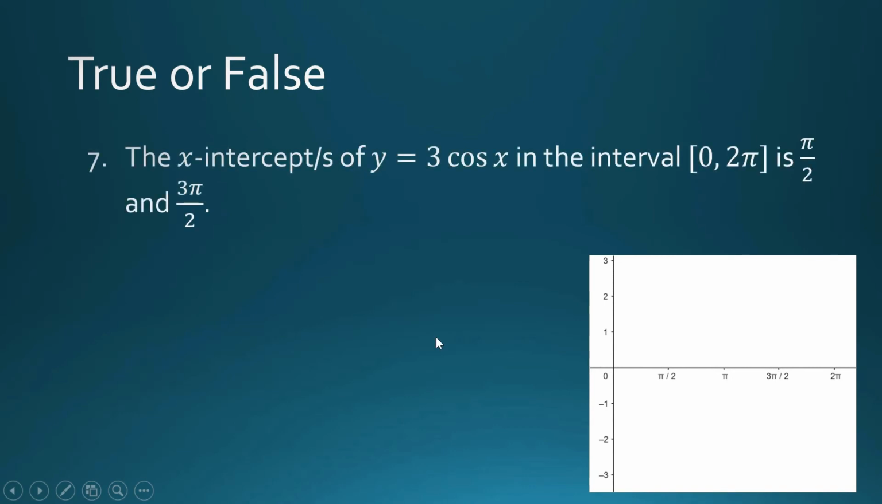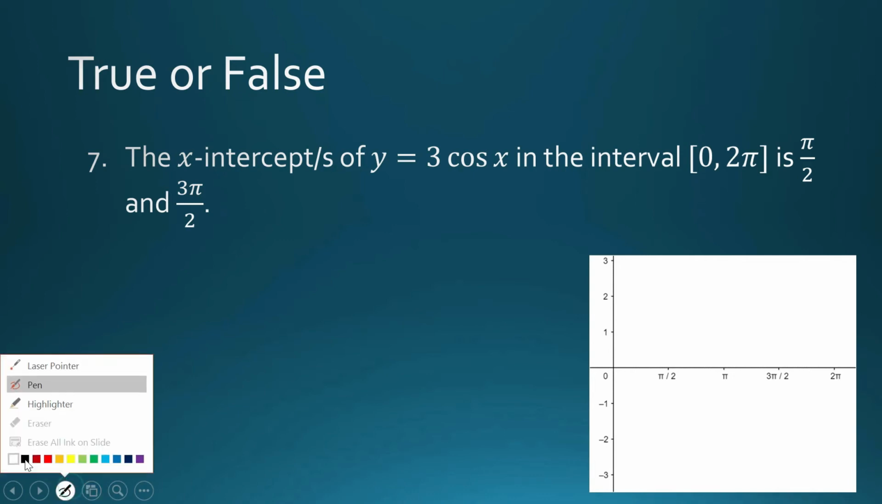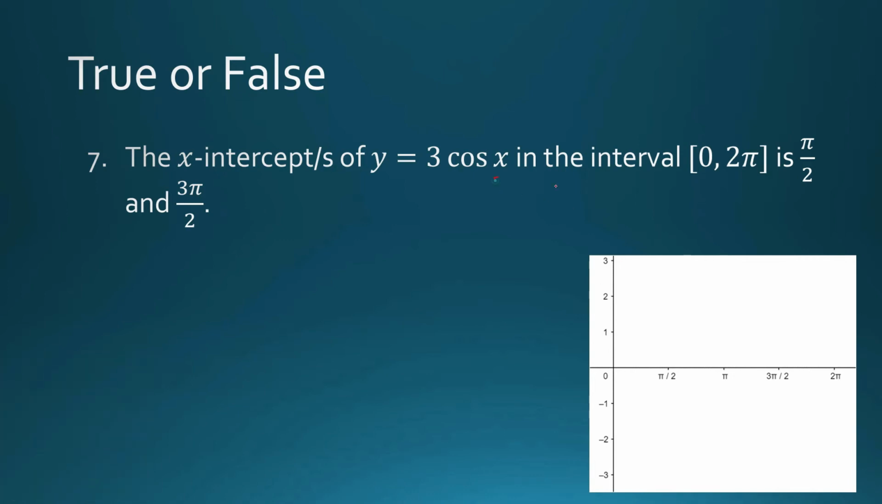The x-intercept of y is equal to 3 times cosine of x in the interval 0 to 2 pi is pi over 2 and 3 pi over 2. Well, yes, because when x is pi over 2, cosine of pi over 2 is 0, and 3 times 0 is 0. And the same with this one, when x is 3 pi over 2, cosine of 3 pi over 2 is 0. 3 times 0 is 0. So let me sketch it.